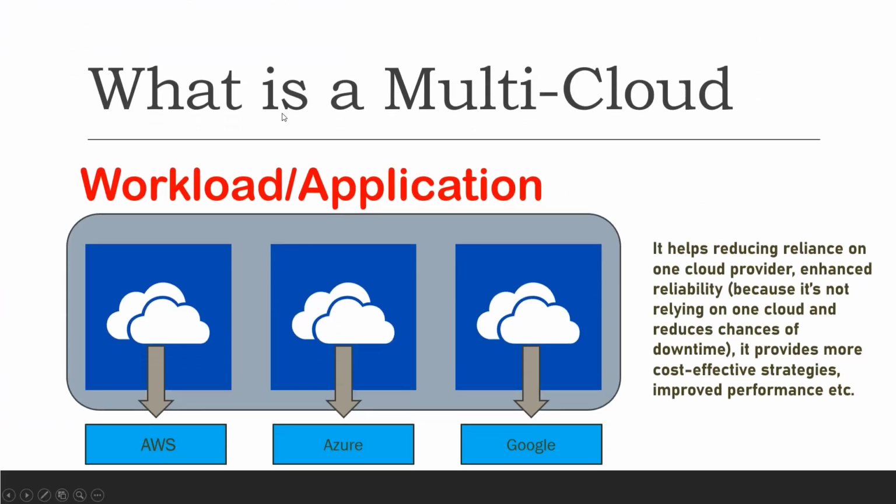So, firstly, we're going to be looking at what a multi cloud is. Let's think of this rectangle as a workload or application, and these are the different clouds. These clouds are from different cloud service providers. For example, one cloud is provided by AWS, another is from Azure, and another is from Google. So basically, the advantage of this is that it gives more reliability on the cloud.